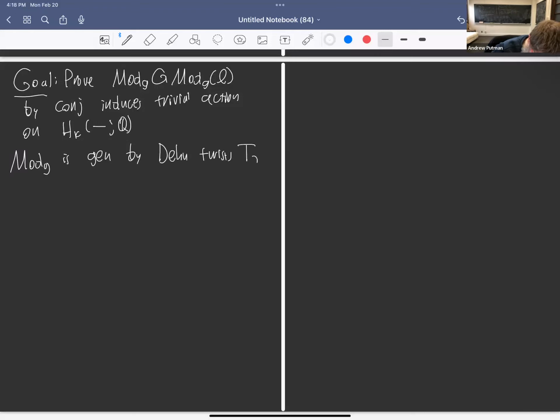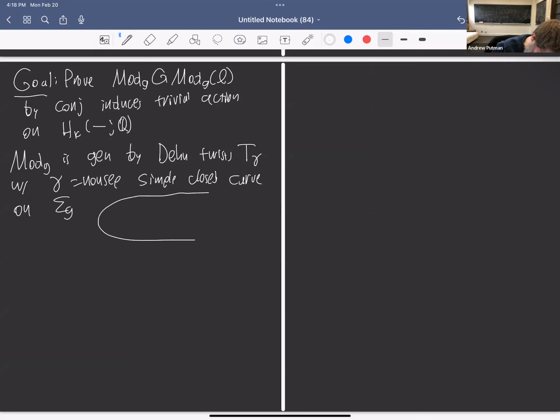So T sub gamma, where gamma is a non-separating simple closed curve on sigma G. You need a whole bunch of Dehn twists. Of course, you don't just need one, but you could just take that curve right there. Turns out if you just take these ones right there, these ones generate, okay?